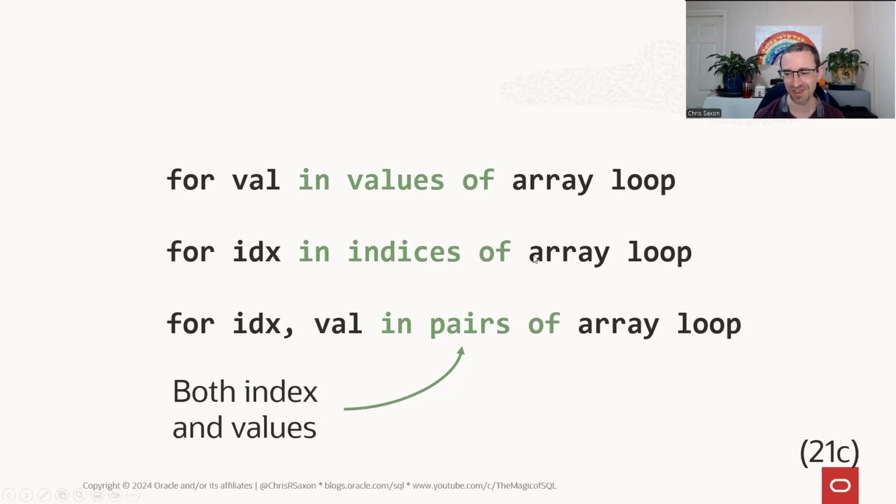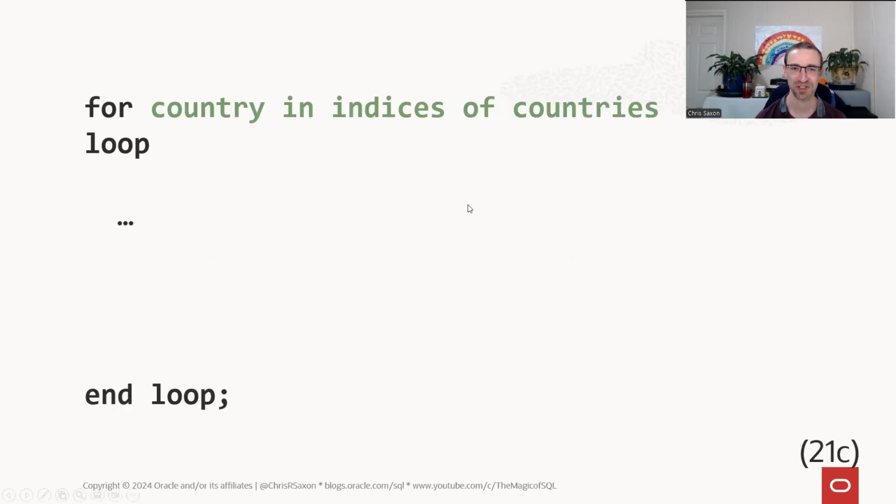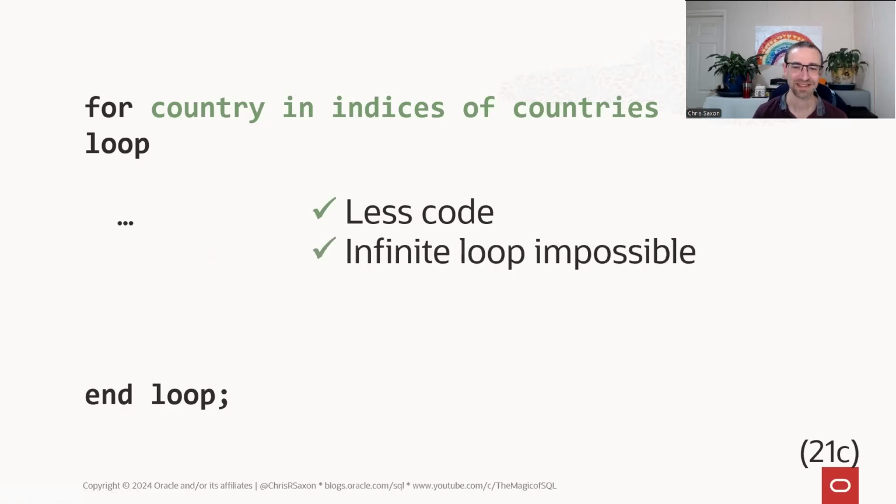So what that means is, critically for our API, rather than having a while loop like this, we can just change it to for each country in indices of countries. Wow, that's pretty cool, right? Much, much better. First up, it's hopefully very obviously much less code, right? Secondly, there is no chance of writing an infinite loop, right?